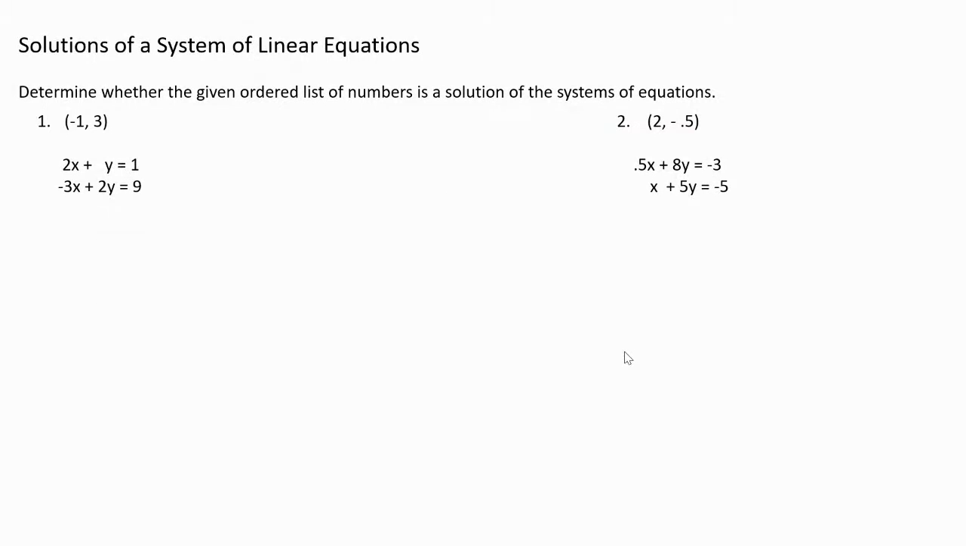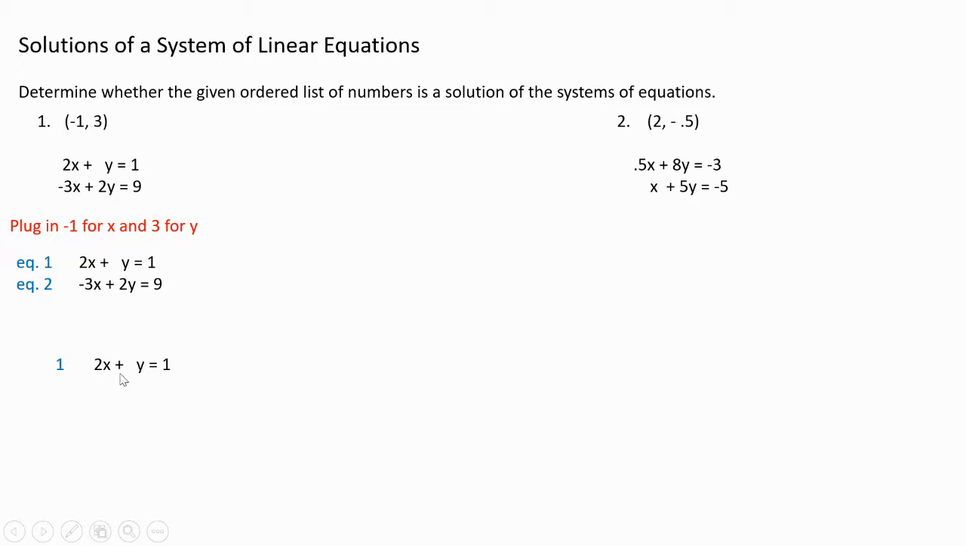So to start, this is number one. It says determine whether the given ordered pair of numbers is a solution of the system of equations. So here they give us the point -1, 3. And they give us two equations. Equation 1 is 2x plus y equals 1, and -3x plus 2y equals 9. Okay, so I'm going to plug in -1 for x and 3 for y because that's my point. I'm going to plug it in equation number 1 first. And remember, if it's a solution, it's going to be true for both equations, for equation 1 and equation 2.